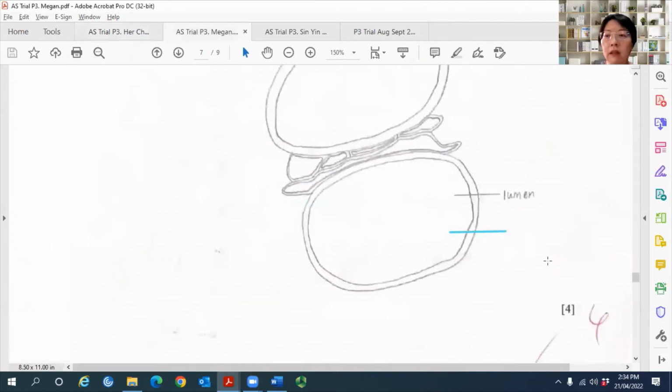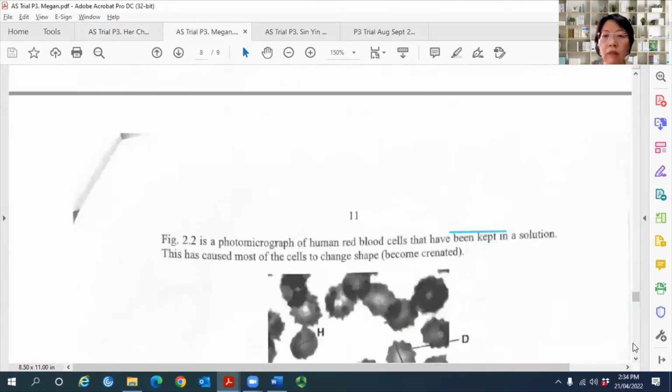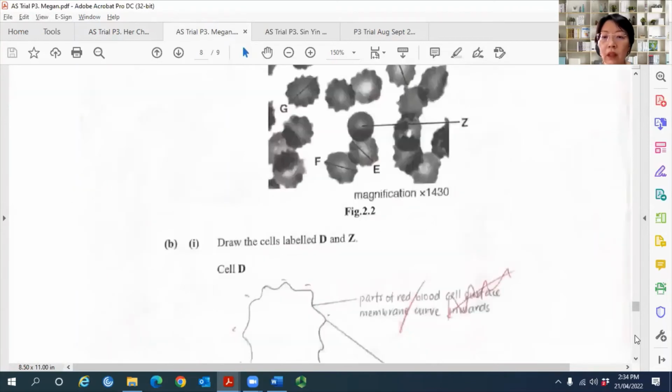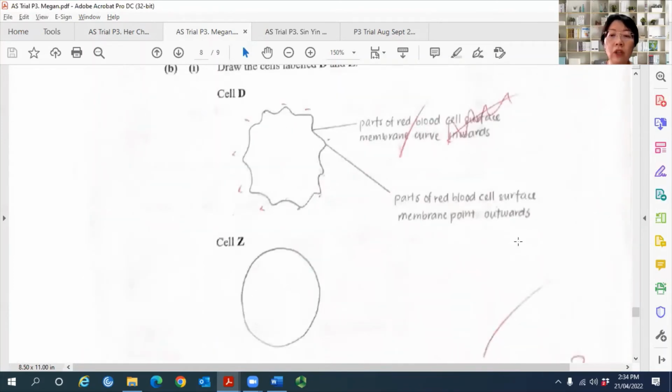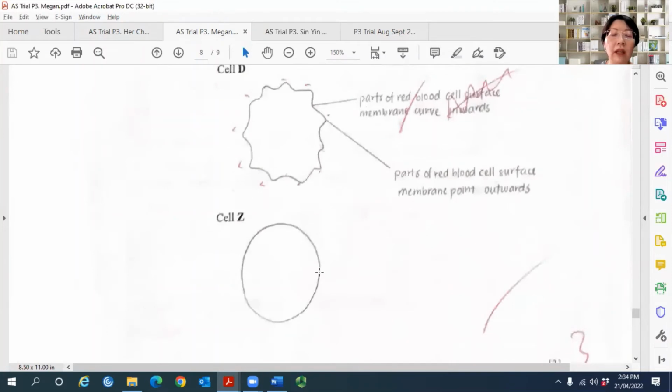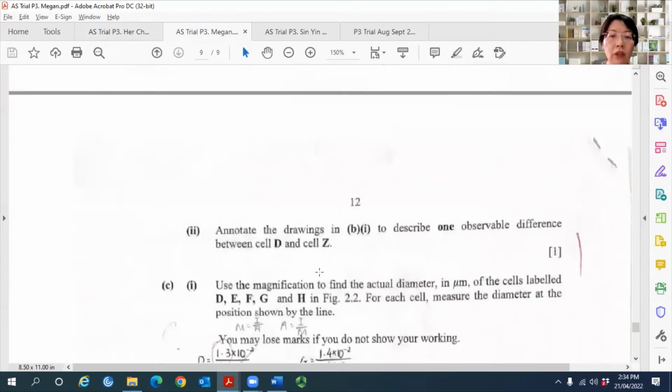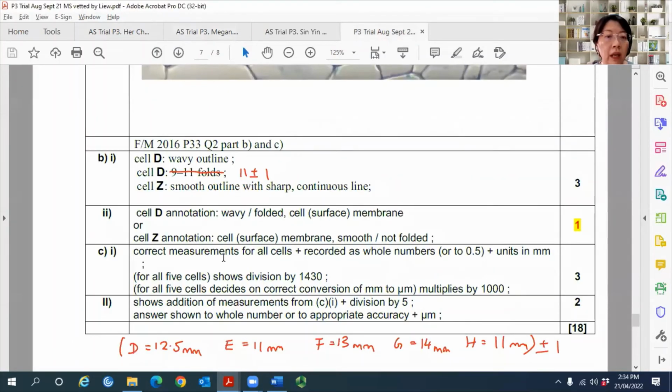What about Megan? What did Megan do for annotation? Yes, correct also. Part of red blood cell surface membrane curve inward. So this is correct. This is called annotation. But she didn't annotate Z. So should I give her mark or not? Annotate the drawing to show the difference. So this one I have to refer to the mark scheme whether I can give her mark because she didn't annotate cell Z. So then I have to check the mark scheme.